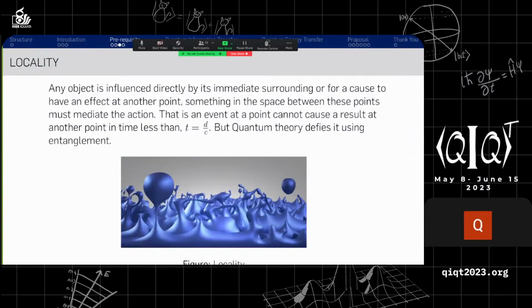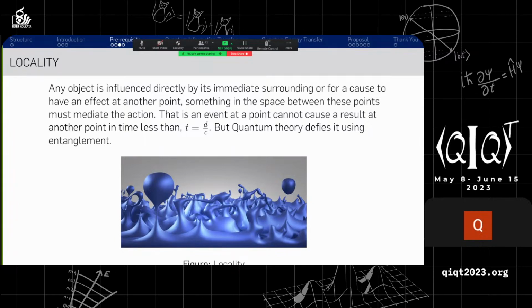The other most used term is locality. Any object is influenced directly by its immediate surroundings, or for a cause to have an effect at another point, something in the space between these points must mediate the action. That is, it is said that any event at a point cannot cause a result at another point in a time less than t = d/c, where c is the speed of light and d is the distance between the events.